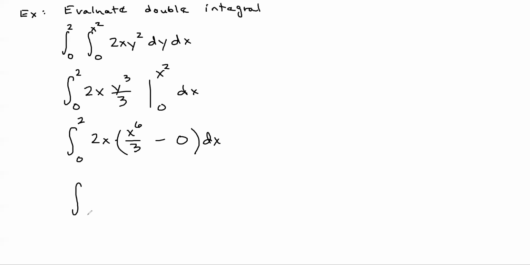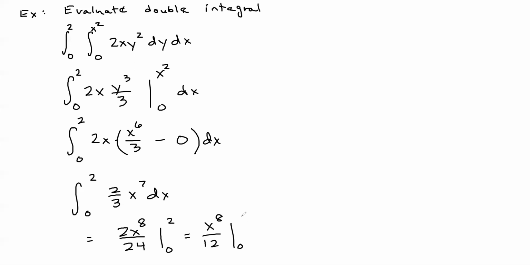From there, we can go through and simplify. We have 2x times x to the 6th, so we're going to get 2/3 x to the 7th. And then we can find the antiderivative of that. That's going to be 2x to the 8th over 24. And then we can simplify this into x to the 8th over 12, from 0 to 2.